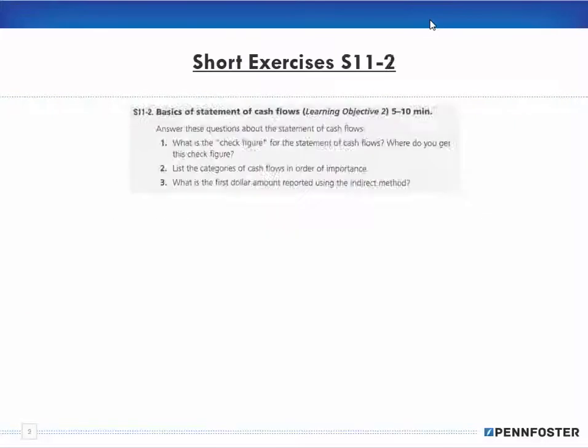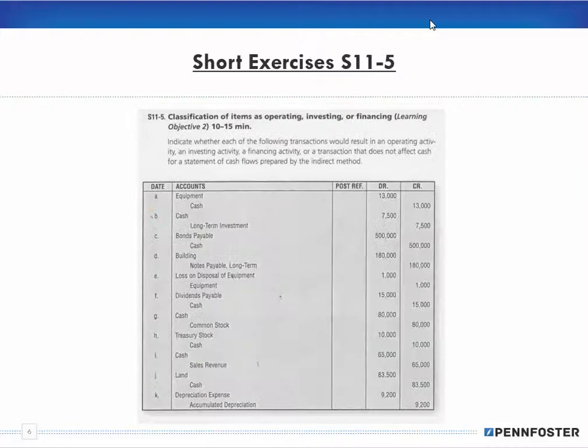All right, so let's jump on down to where we stopped, at 5 here. It says, classification of items as operating, investing, or financing. Indicate whether each of the following transactions would result in an operating, investing, or financing activity, or whether the transaction does not affect cash, for a statement of cash flows prepared by the indirect method.